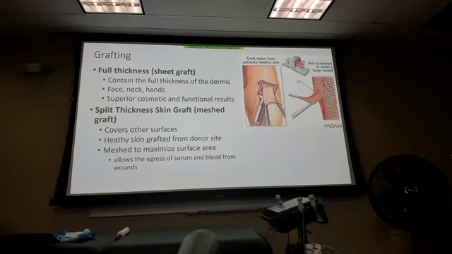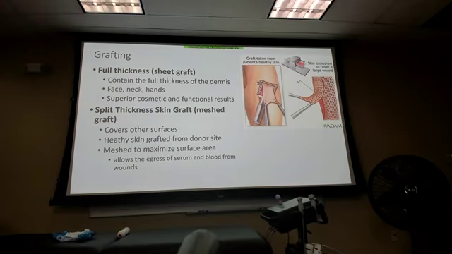Okay, there's full thickness. So this is taking all the way down to dermis. Full thickness of the dermis, and we do not perforate it or mesh it. So this is a full 1-to-1 graft. We're taking it from the thigh, and we're basically then putting it on an area that we do not want to be contractured. So we want to do it for hands, joints, mainly the face, where we want superior cosmetic results and functional results.